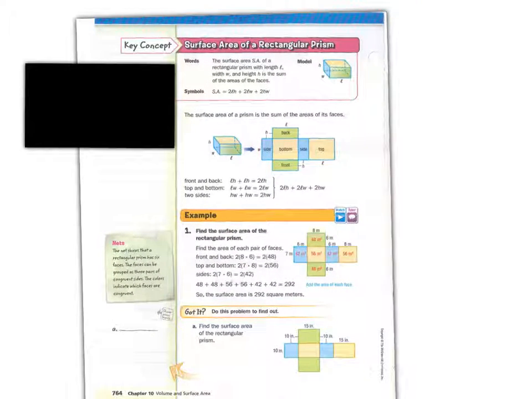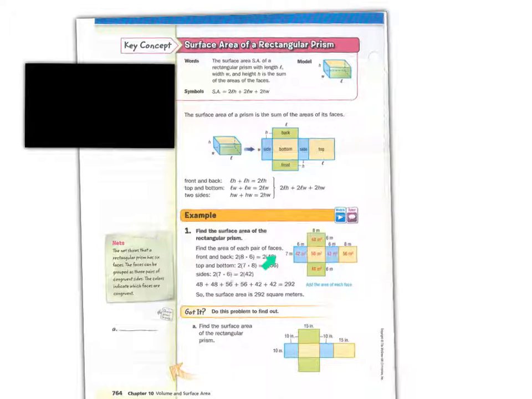So let's look at the first example. Find the surface area of this rectangular prism here. Find the area of each pair of faces. Front and back. So look for the front and the back. Okay, the front and the back would be 8 times 6. So right here, 8 times 6 and 8 times 6. Okay, so 8 times 6 is 48. And then you do that 2 times.